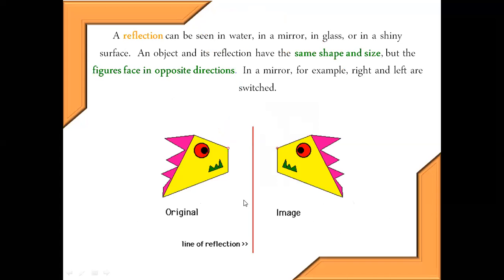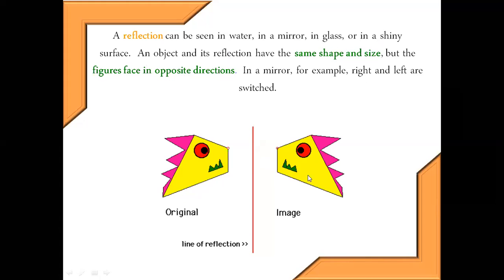So again, what's the difference between original and image? Original is the original shape that we talk about. This is the line of reflection, or the mirror line, or the axis of reflection. And this is the image. So that was the original picture, and we reflected it to this side. This is the image. A reflection can be seen in water, in a mirror, in a glass, or in any shiny surface. An object and its reflection have the same shape and size.